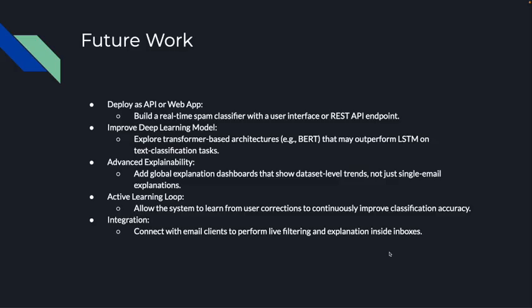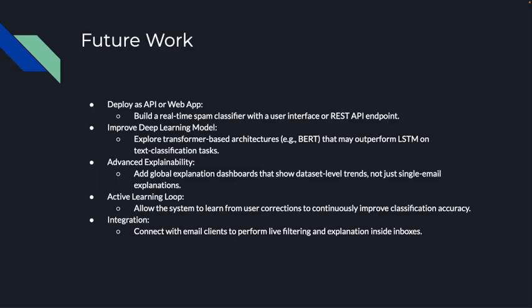As far as future work goes, first we'd like to deploy this system as either a web app or a REST API, so it can classify emails in real time and provide explanations to users. We think that'd be pretty cool. Second, on the modeling side, we want to improve the deep learning approach by testing transformer-based architectures. We also want more advanced explainability, such as dashboards that show global trends across the whole data set, not just one email at a time.